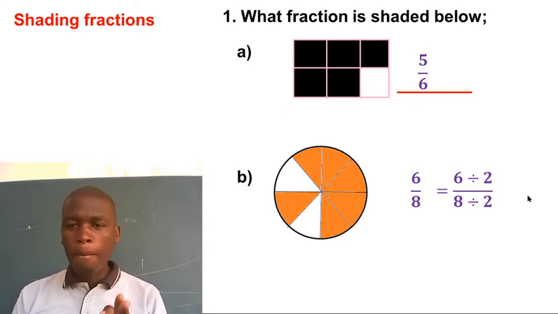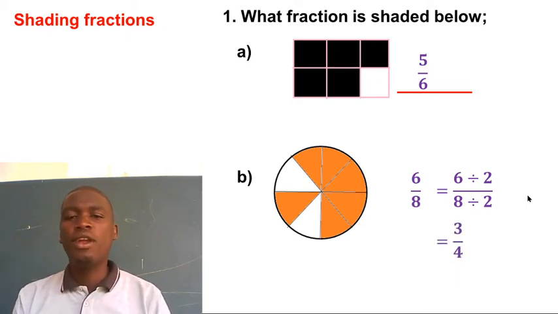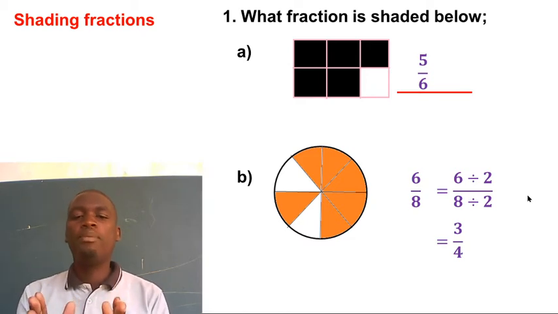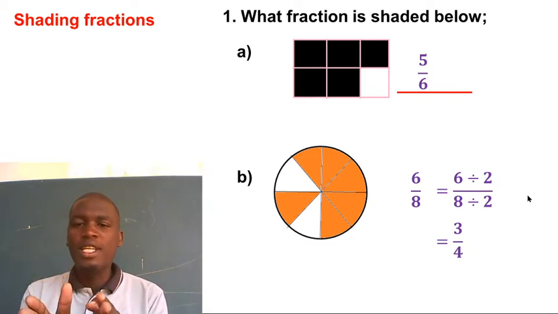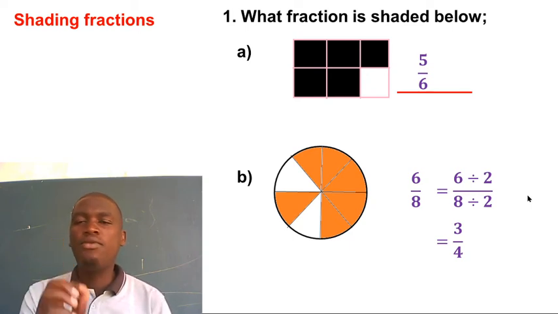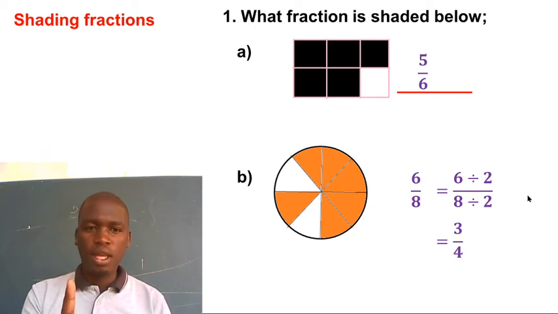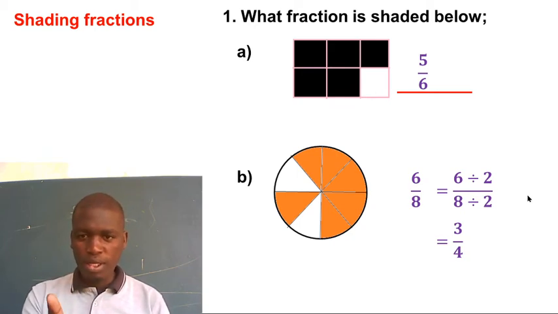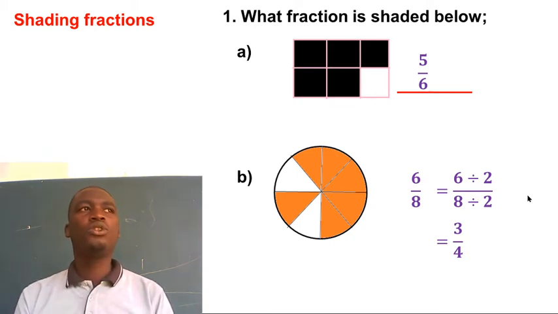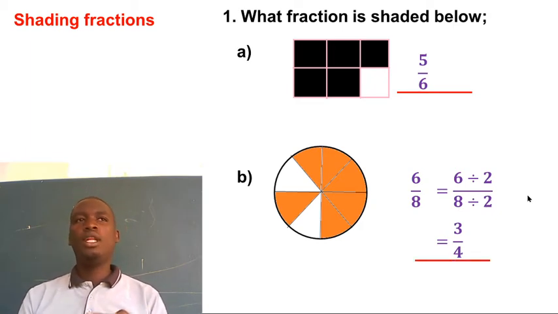So in simple terms, what is 6 out of 8? In simple terms, 6 out of 8 is the same as 3 out of 4. The shaded parts, in simple terms, that you cannot simplify again, 3 and 4, there is no other common factor apart from 1. Our answer there is 3 out of 4. So the fraction there is 3 out of 4. And you underline your answer.